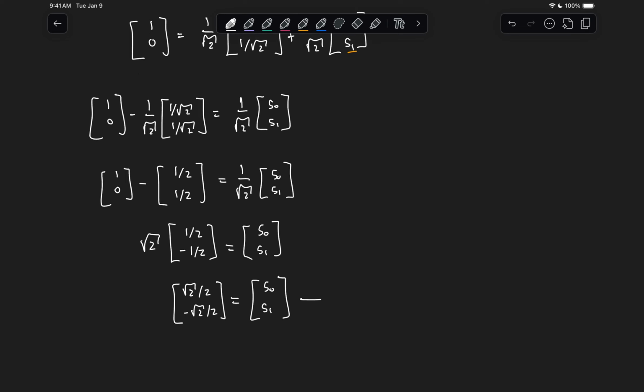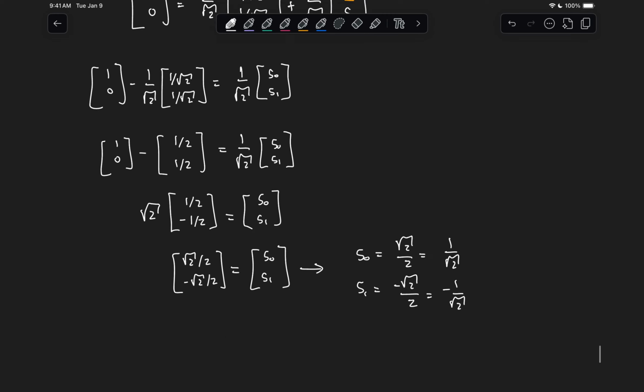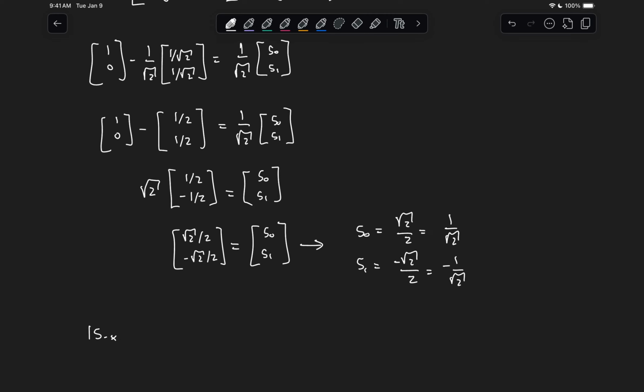So here we have that s0 must be equal to root 2 over 2, which is actually the same as 1 over root 2, and s1 should be minus root 2 over 2, which is minus 1 over square root of 2. So the vector that represents the spin in the minus x direction is given by 1 over root 2 and minus 1 over root 2. And we can see that this is consistent with the probabilities that we see from observations when we perform the experiment using the Stern-Gerlach apparatus, right?